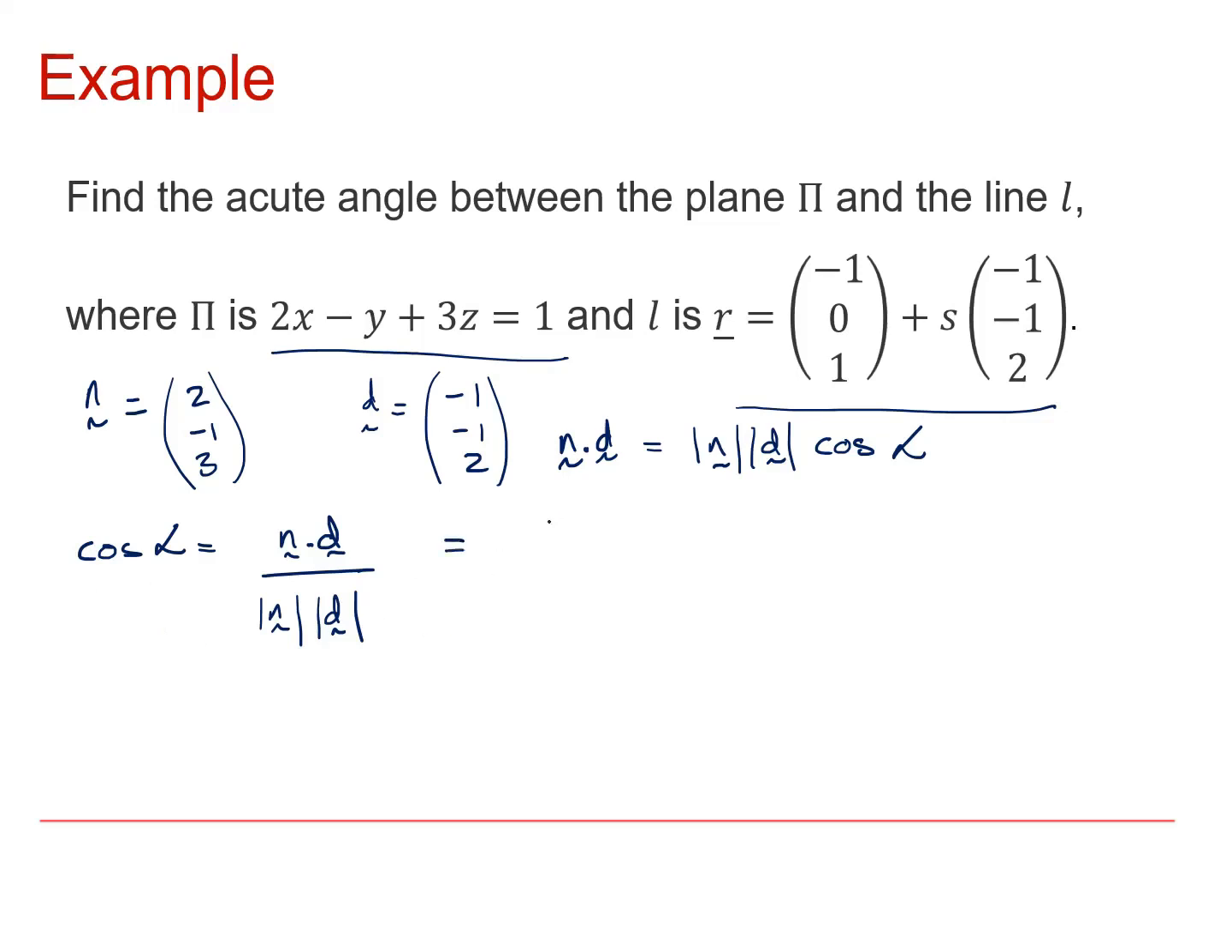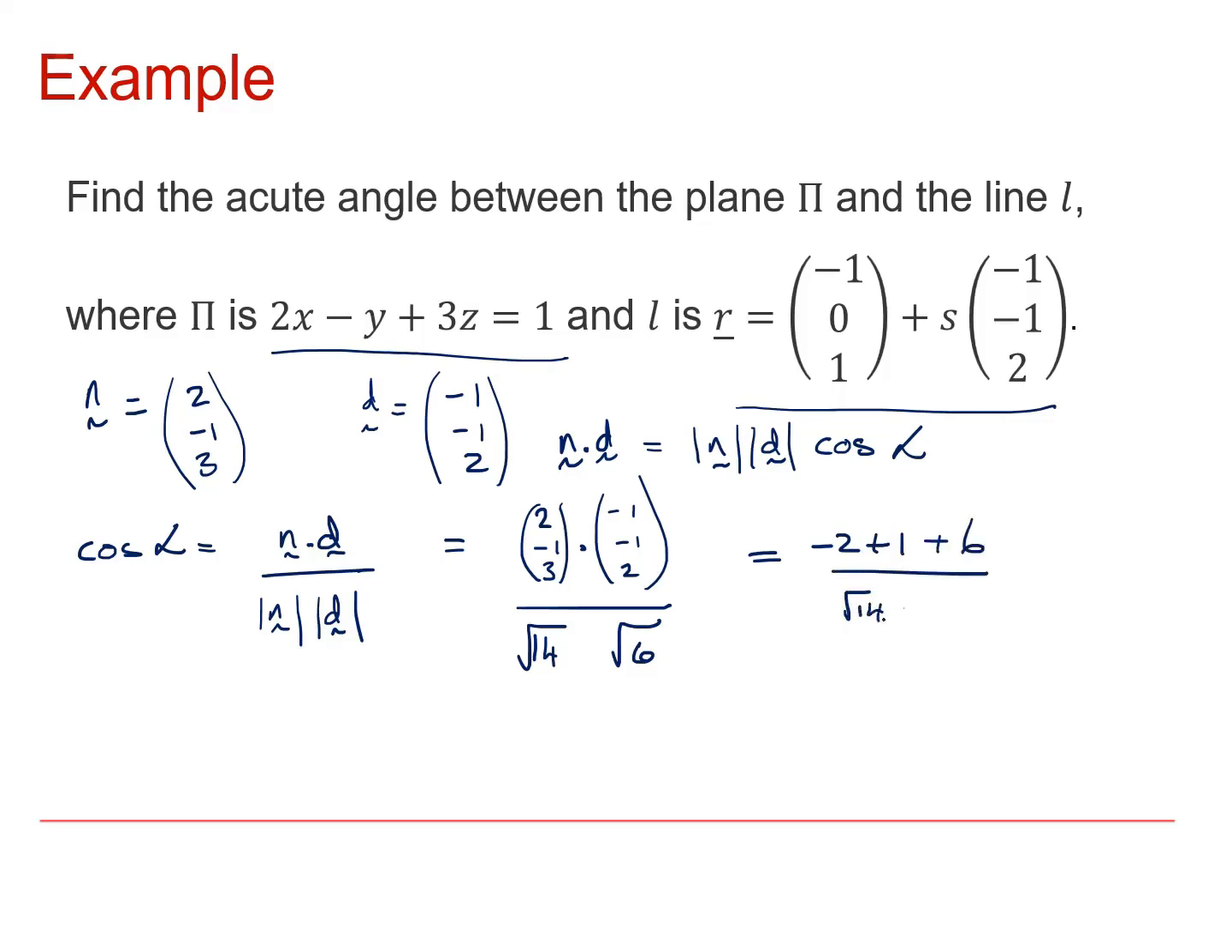Plug in the values, then we'll get (2, -1, 3) dot (-1, 1, 2) all over, well, if I look at this, I'm going to get 4, 1 and 9 is 14, so I'm going to get root 14 for the mod of n, and here I'm going to get 1, 1, and 4, so root 6 there. Do the dot product, I get -2 minus 1 plus 6, and of course that's all over root 14 root 6, and that gives me 5 over root 14 root 6.